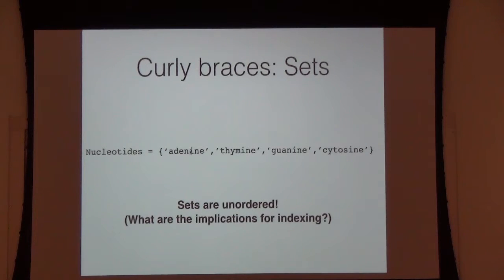You can't use that bracket notation. If you wanted to grab guanine out of that, you couldn't type nucleotides bracket 2 in that case, 0, 1, 2, because it doesn't work in a set. It's an unordered group of values.